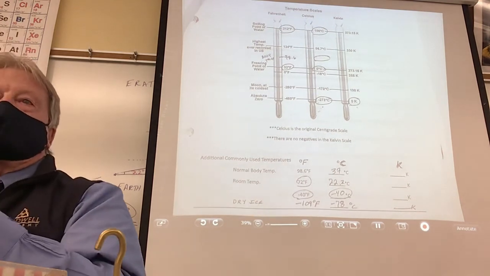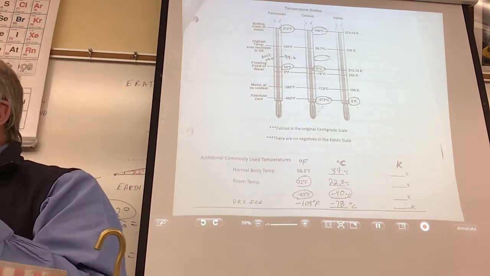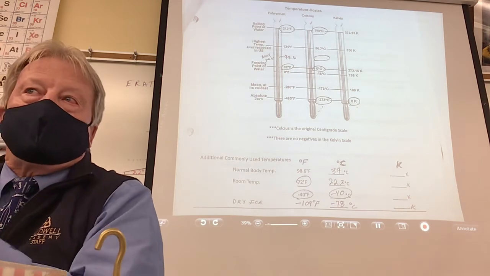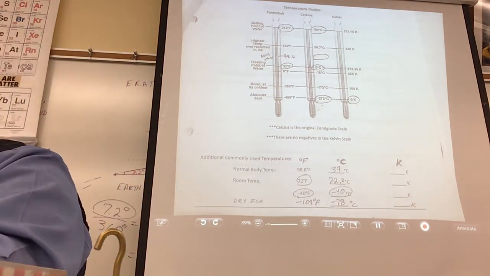So they kept the Celsius scale. They kept the size of the Celsius jump. They just didn't have any negative numbers. They're really the same thing with no negative numbers. So it's not some brand new temperature scale based on something else.